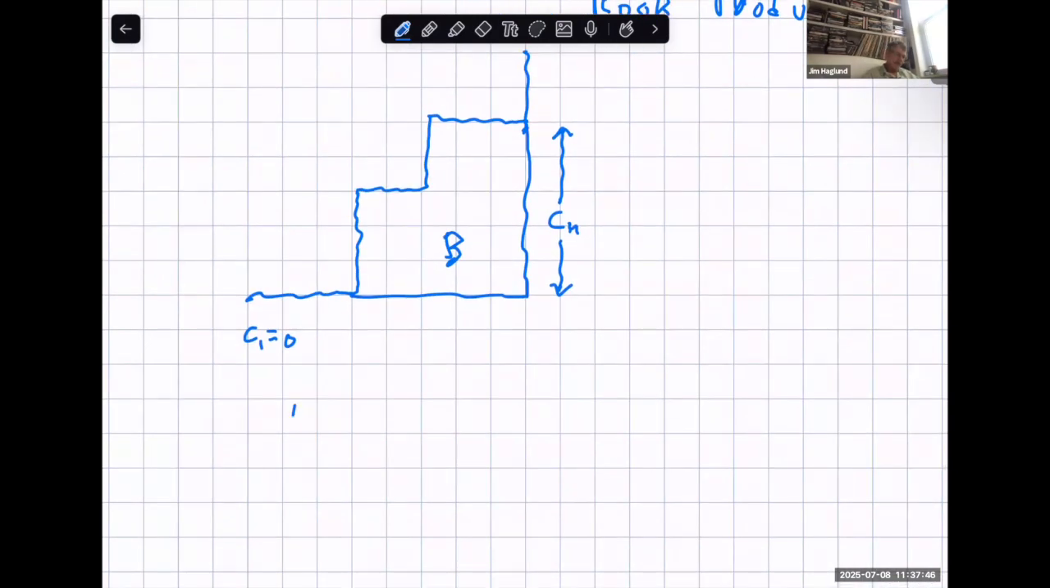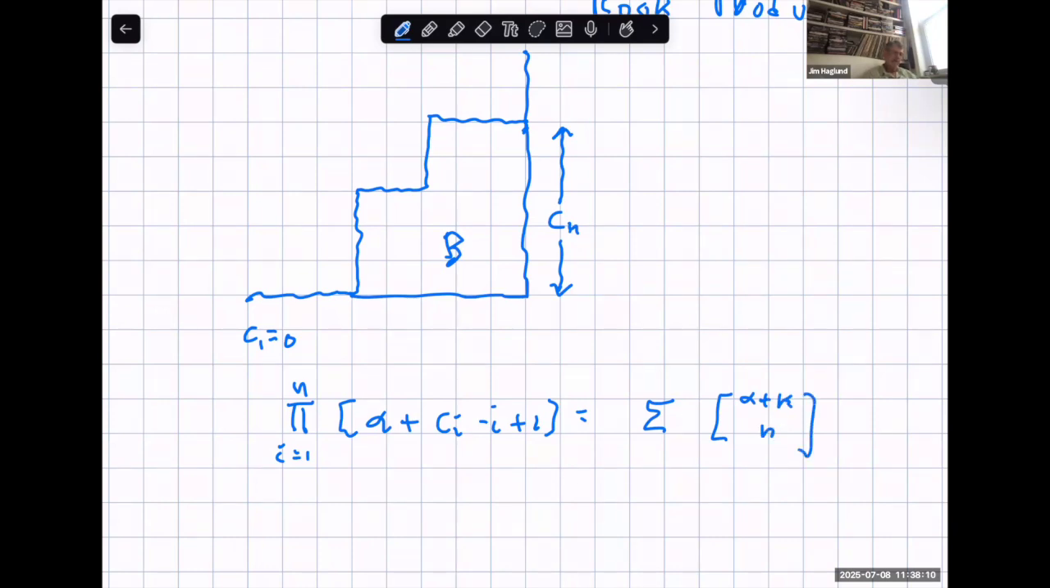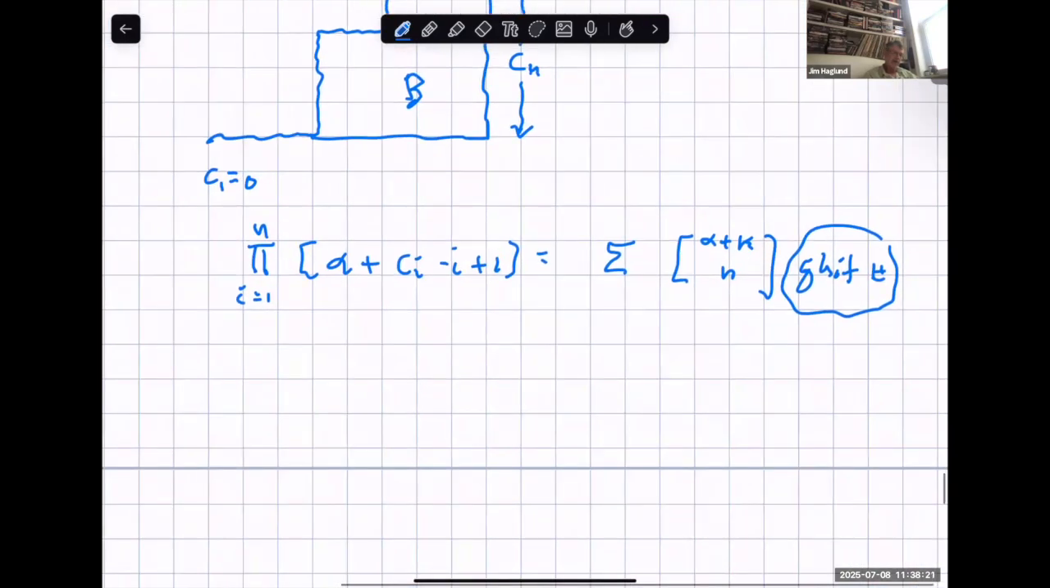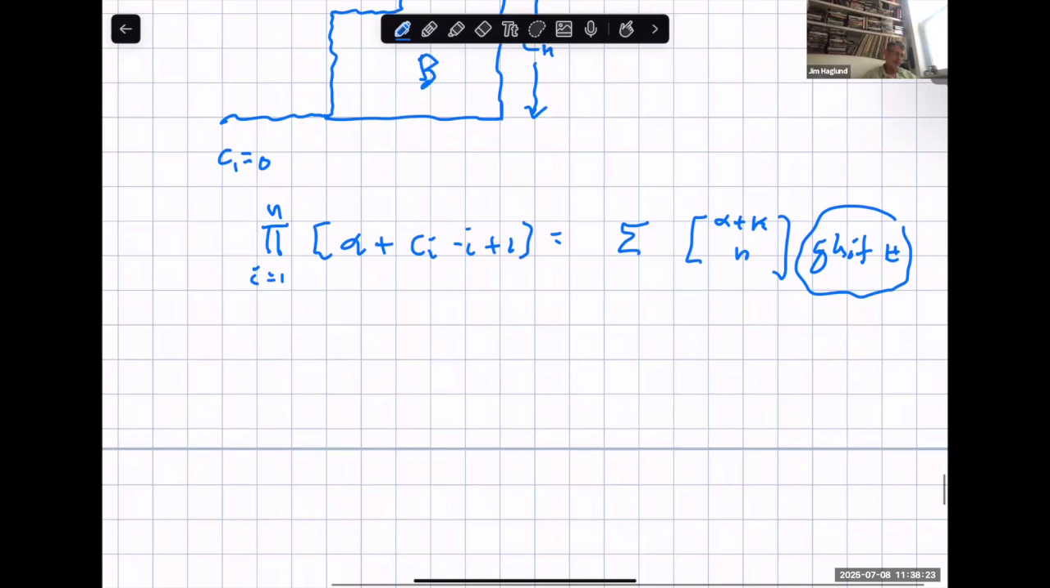And there's this well-known theorem that if you take the product of alpha plus c_i minus i plus 1, then you can expand that in the bases. This is actually q-rook theory, which was introduced by Garcia and Remmel. And here is a q-hit number. That's a polynomial in q, with non-negative integer coefficients, and it has a combinatorial interpretation.